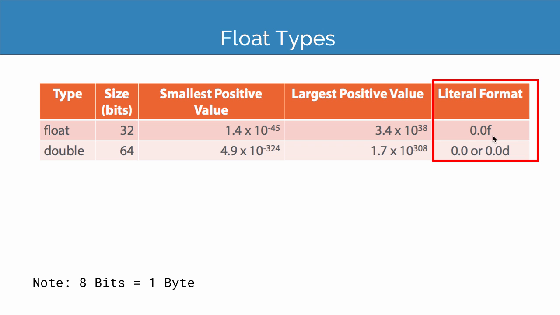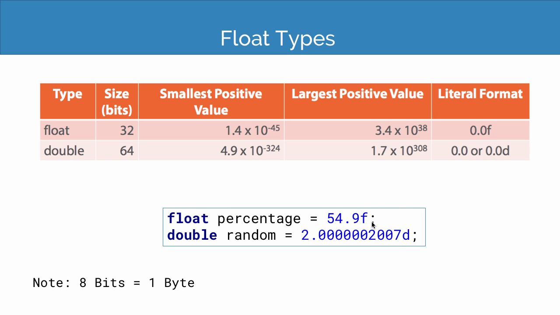Now for the literal format, if you notice, in case of float, we need to have small f appended at the end, but in case of double, the suffix d is basically optional. If you want, you can have it, or if you don't want, then you don't need to have it. Now these are some examples in front of you. So here the float contains f at the end, and in case of double, if you want, you can also remove this d. It will then work fine as well.